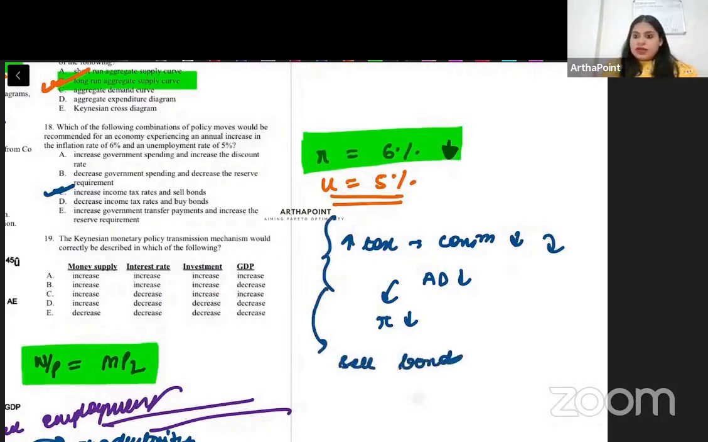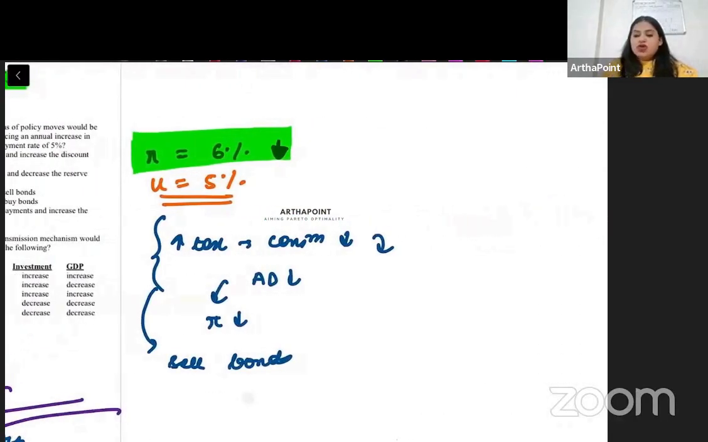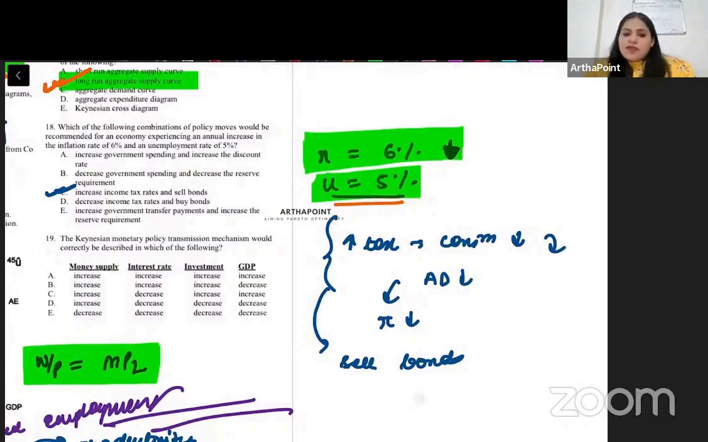I'll give you one more reason why this is the right option. Just think about this. My unemployment rate is low, it is 5%, and inflation is high, 6%. Now, I want to give recommendations to my economy such that I'm comfortable, since my unemployment rate is not very high. Those kinds of policy moves should be given to the economy as suggestion, such that even if the unemployment rate increases a bit at the cost of reducing inflation, I should be able to do that.